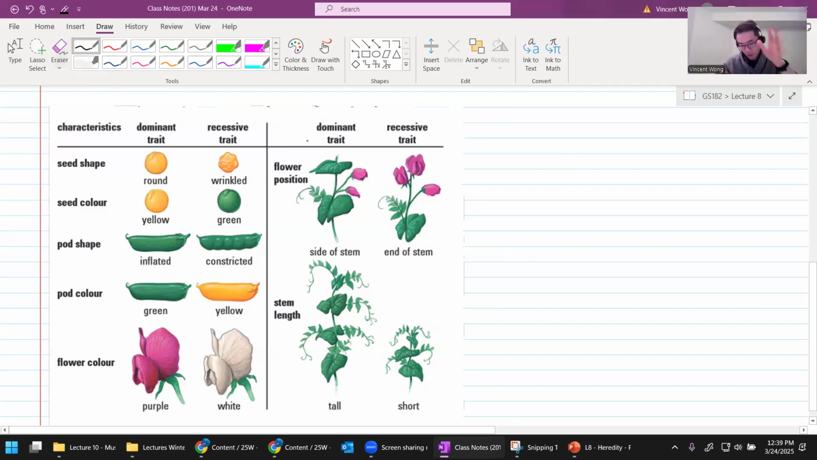So there is a bunch of characters here that he studied, much like humans, right? Brown eyes, blue eyes, curly hair, straight hair, dimples, no dimples, freckles, no freckles. All these different characteristics have dominant and recessive traits.